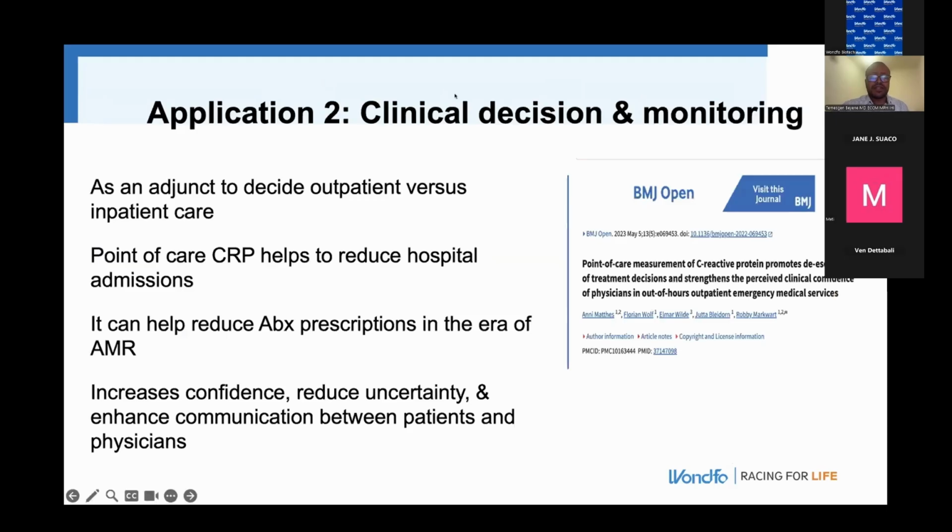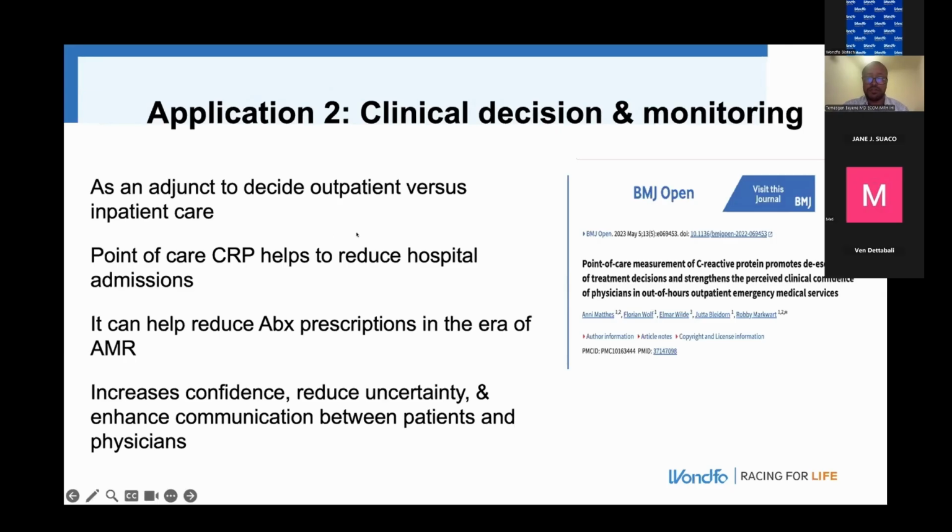The other is clinical decision making as well as monitoring patients. So from this point of view, people took CRP as an agent to decide outpatient versus inpatient care. So it has a role in terms of disposition decision. This is very important in the emergency departments, where patients can have prolonged lengths of stay, taking the antibiotics in the emergency department or waiting for their admission, waiting for their laboratory results, and so on. But if we get this point of care CRP test, it's quite important to make this decision right away.